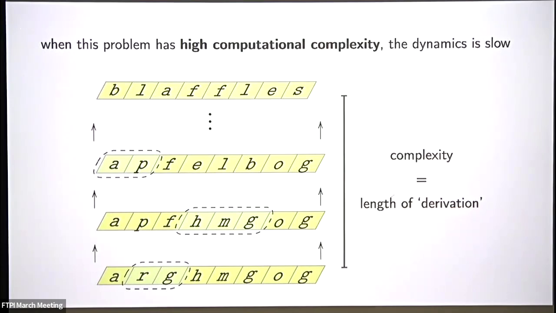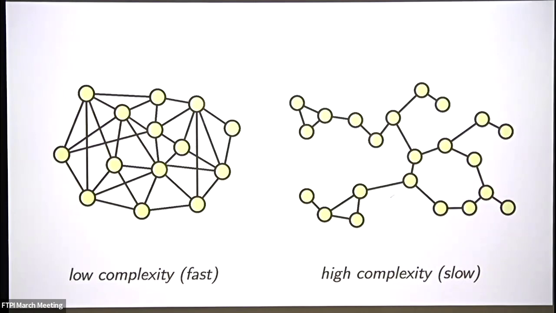So just to reiterate this pictorially, when we have low complexity of this problem, you are in this kind of difficult situation. And when the problem has high computational complexity, you can guarantee that your Hilbert space is going to look like this.